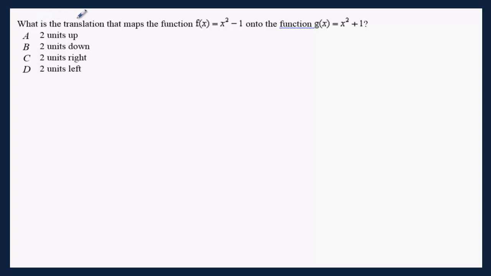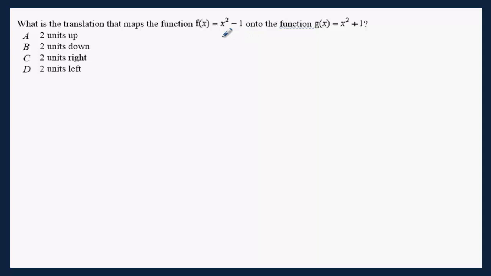What is the translation that maps the function f of x equals x squared minus 1 onto the function g of x, x squared plus 1? You're looking for translation. This is an active calculator part, so you either use the graphing calculator to graph both of them and try to find what happened to the graph from f of x when it goes from f of x to g of x. Is it going to move 2 units up, down, right, left?